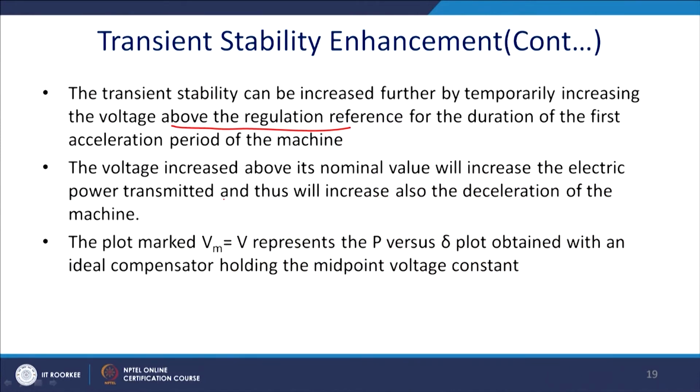This transient stability can be increased further by temporarily increasing the voltage above the regulation reference for the duration of the first accelerating period of the machine. What will happen then? The voltage increase above its nominal voltage value will increase the electric power transmitted, because you have V1, V2, if V2 is increasing, the power handling capability increases and thus also increases the deceleration of the machine.